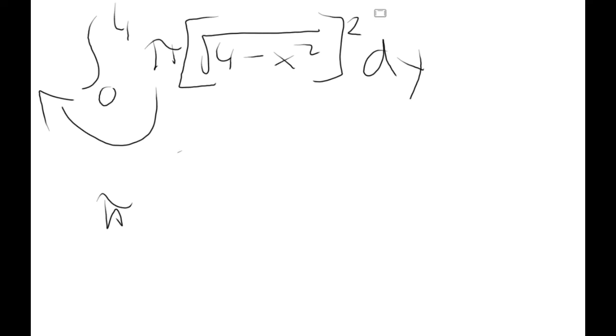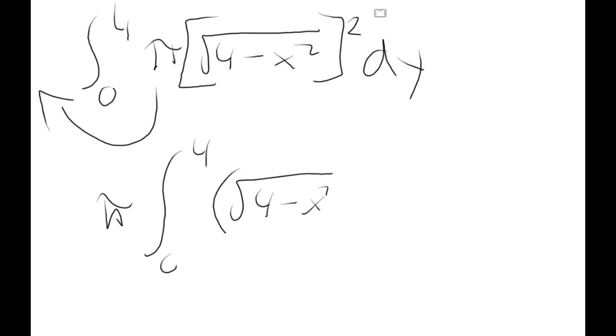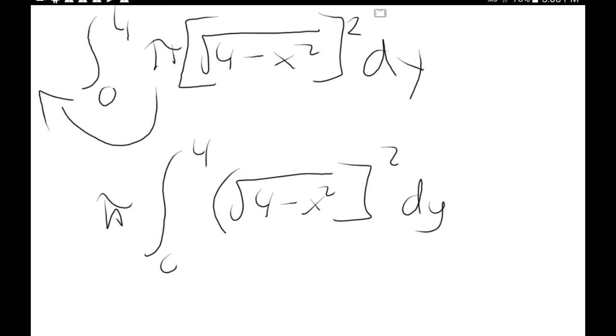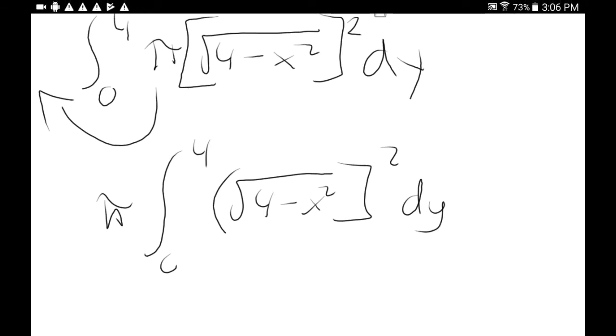Isolate the pi, and you have pi times the integral from 0 to 4 of minus square root of 4 minus x squared in terms of dy, and that's how you set up the equation.